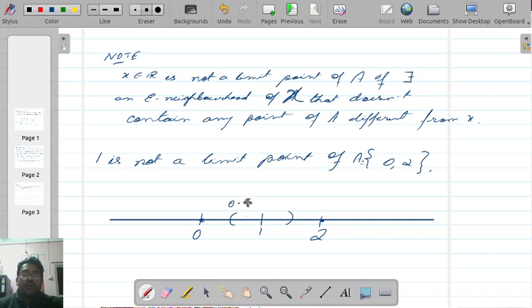This is 0.5, this is say 1.5. If I take this open interval around 1, it doesn't contain 0, and doesn't contain 2, right? So that means 1 is not a limit point. We could find an epsilon neighborhood which does not contain any point of A. So 1 is not a limit point.